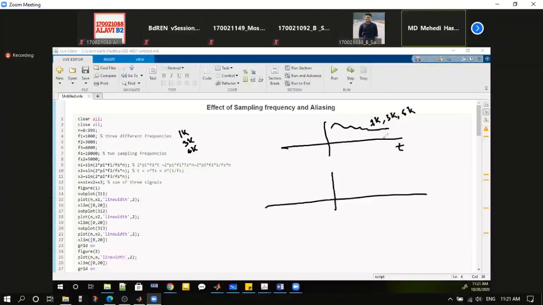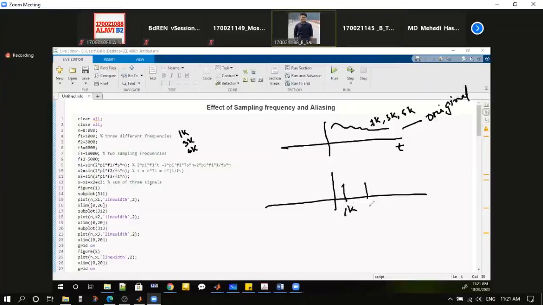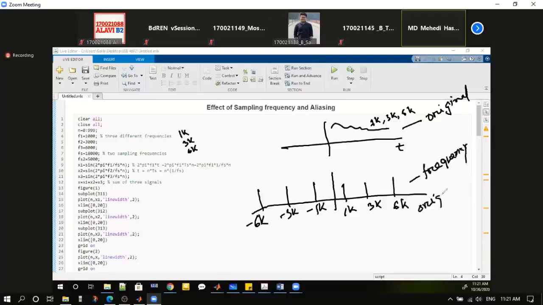Now, if I change this to the frequency domain, how will it look? Not sampled, this is the original signal. Yes, sir, at 1K, 3K and 6K, and also minus 1K, minus 3K and minus 6K, isn't it? So this is the original signal and this is the frequency domain of the original signal. That means we are plotting this one in the time domain and this one in the frequency domain.